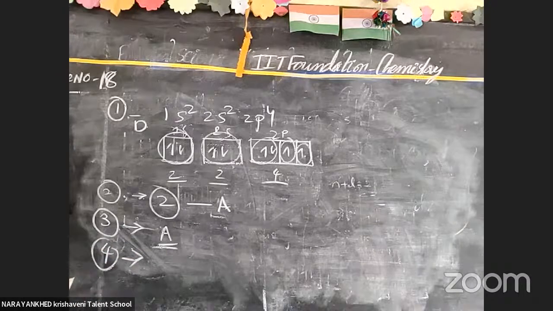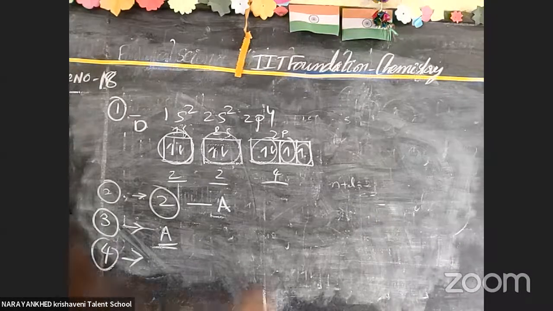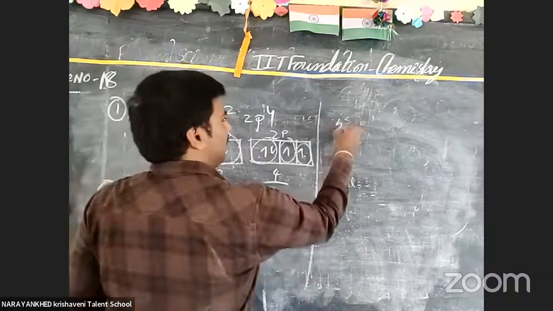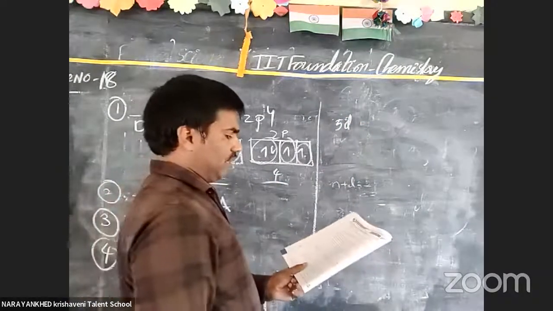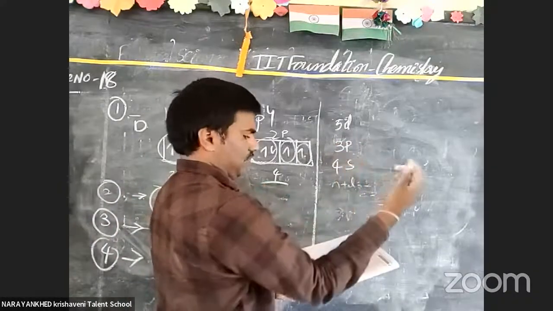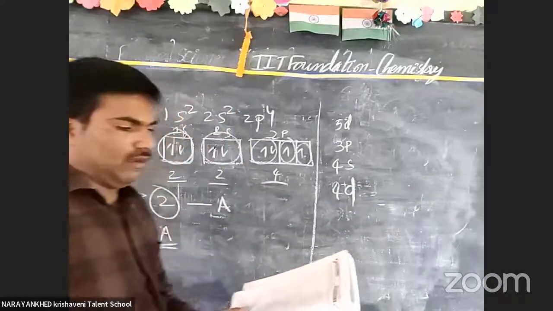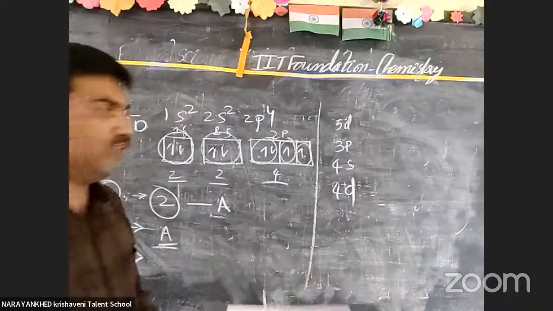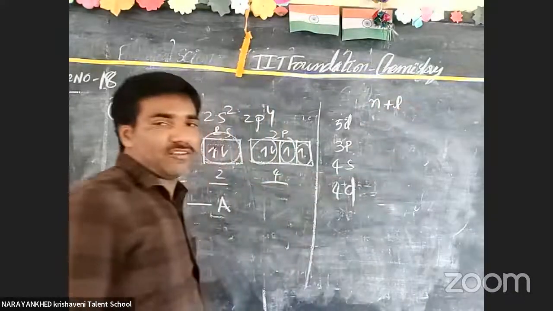Which sublevel has the lowest energy in the following? Very important question. I like these questions. For the fourth question, they have given 5d, 3p, 4s, and 4d. In this, which one contains the lowest energy? Means the one with the lowest n plus l value contains the lowest energy.